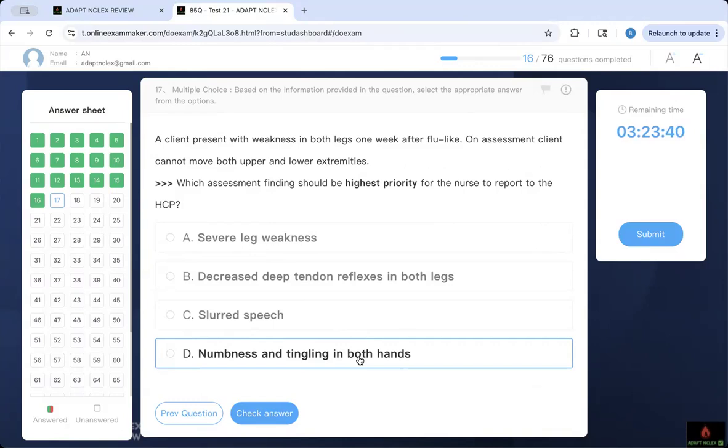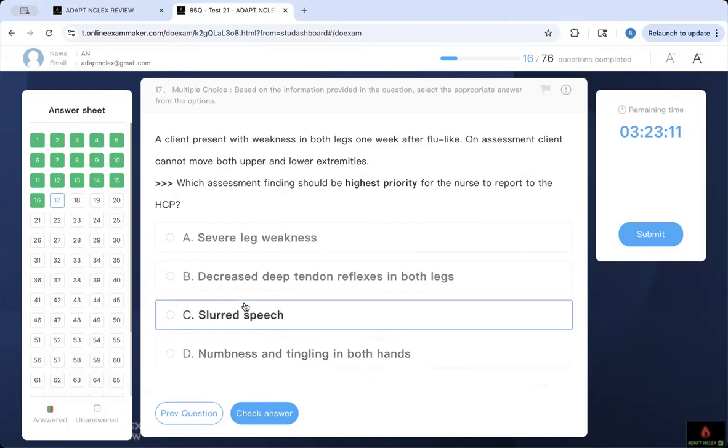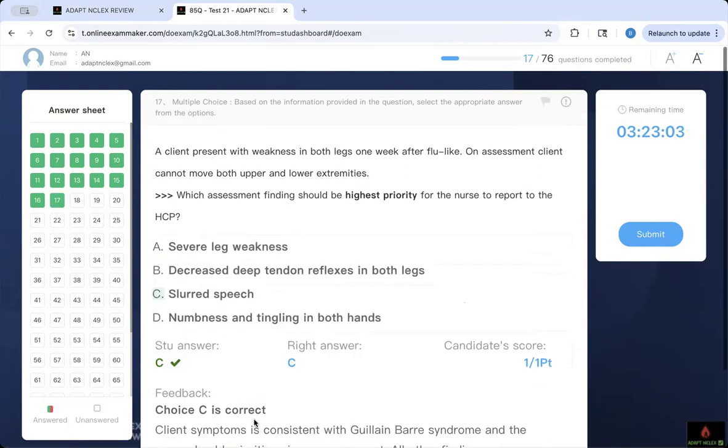Which assessment finding should be the highest priority for the nurse to report to the healthcare provider? Severe leg weakness, decreased deep tendon reflex on both legs, slurred speech, and numbness and tingling of both hands. You pick your answer. I can tell you this is GBS. Ascending paralysis, lower leg weakness, upper extremity weakness, after flu-like symptoms, that's GBS. Your priority is your airway. What signals your airway? Dysphagia and changing voice, slurred speech. Severe leg pain, decreased tendon reflex, numbness and tingling are all expected. If I see slurred speech, you are in trouble.